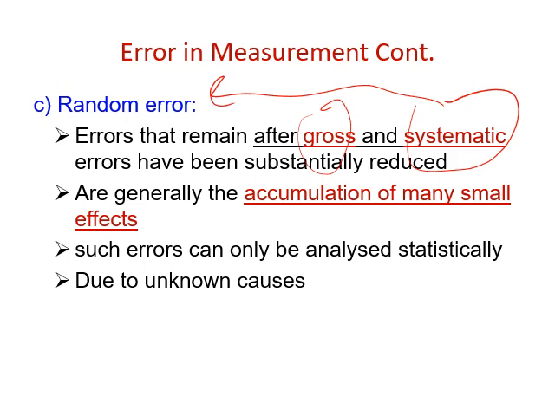Now, it's an accumulation of many small effects. So random error is due to unknown reasons. Actually, as I mentioned here, it's due to unknown causes, and there are many reasons we have this kind of error.